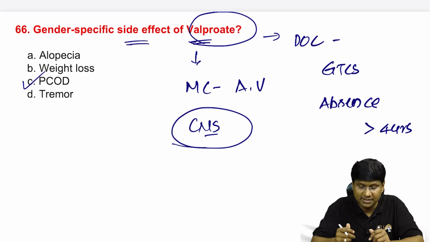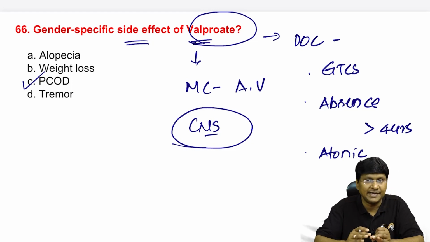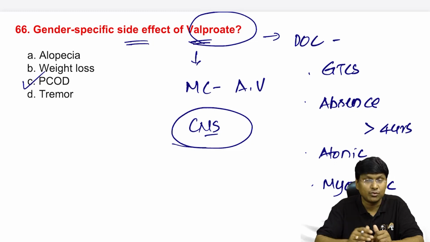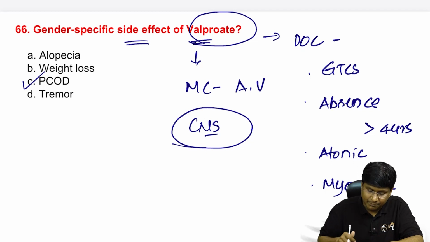So that is the reason why valproate is given in children of more than 4 years. Okay, next, the third important variety is atonic seizures. So in atonic epilepsy also valproate is the drug of choice. Then in case of myoclonic epilepsy also. In all these conditions the drug of choice is valproic acid. That is a very, very important point.